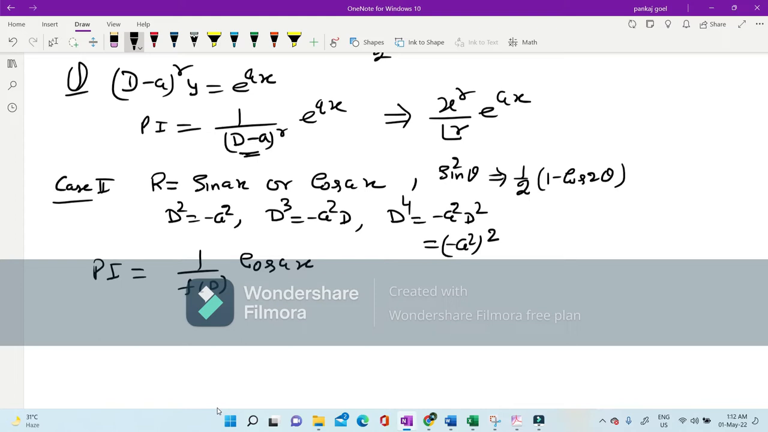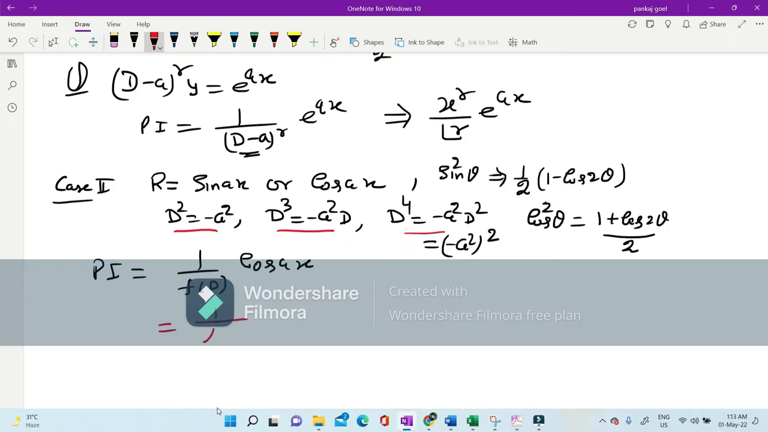To convert all the functions into linear terms, similarly you can write 2 cos square theta minus 1 equal to cos 2 theta. That means we can write cos square theta as 1 plus cos of 2 theta upon 2. Like this, after applying the formula, we can convert the trigonometric function into a linear function, and then we can apply this formula. After putting the value of d square equal to minus a square, the denominator will be converted into a linear term.